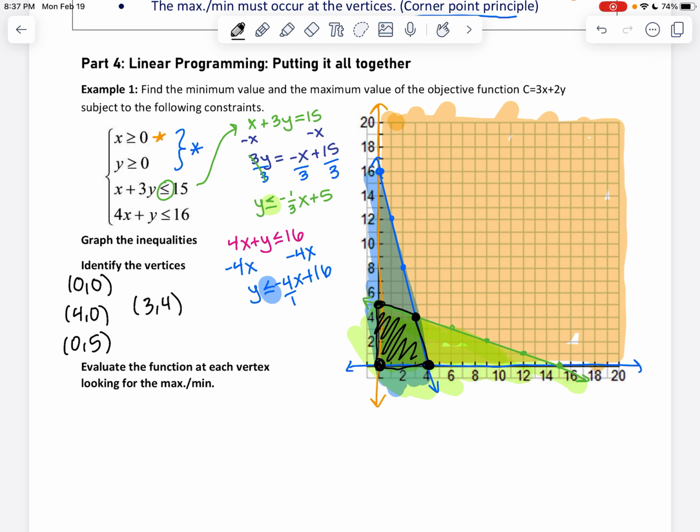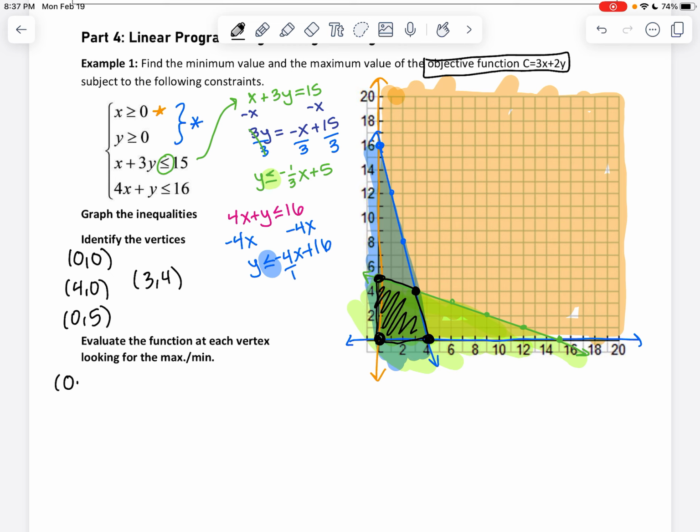All right, now that we have the corner points, we are going to evaluate them in the objective function, which was given to us in the problem, in order to find the maximum and the minimum. So starting with 0, 0, that's going to be c equals 3 times x, which is 0, plus 2 times y, which is 0, and that'll get us a final answer of 0. I have a feeling this will be the minimum, but we will plug it into everything just to be sure.